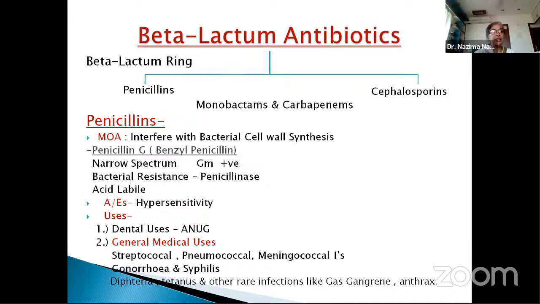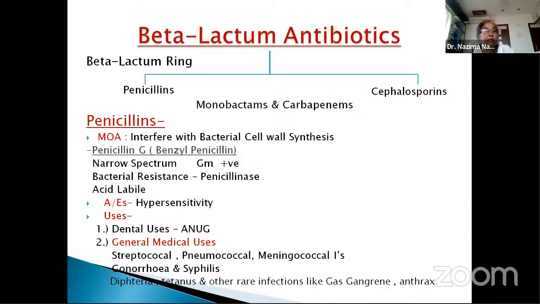Now penicillin G. The other name for penicillin G is benzyl penicillin. Now this drug is having a narrow spectrum. It especially acts on the gram-positive organisms. So the spectrum is narrow as such. There could be bacterial resistance because of the release of enzyme penicillinase by the bacteria, which may inactivate this drug. Again, another limitation of this drug is it is acid labile in nature, so it cannot be given orally. It has to be given parenterally.